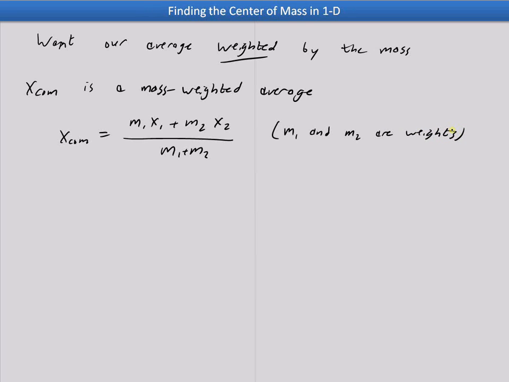Okay, and so imagine, let's say m1 was 1 billion and m2 was 1, just to have some extreme case here. In that case, this first term is going to be huge compared to the other term, and so this has a much bigger weight. It has a much bigger effect on the average.